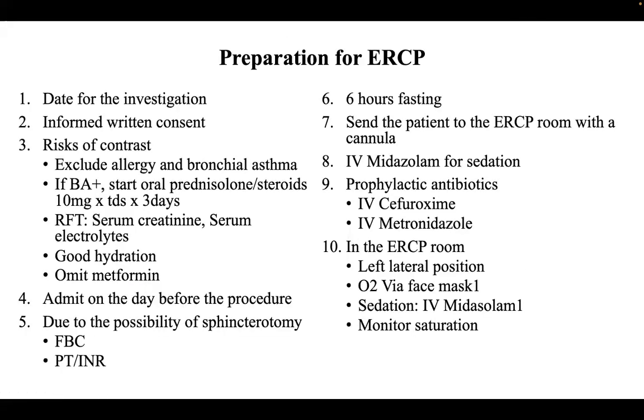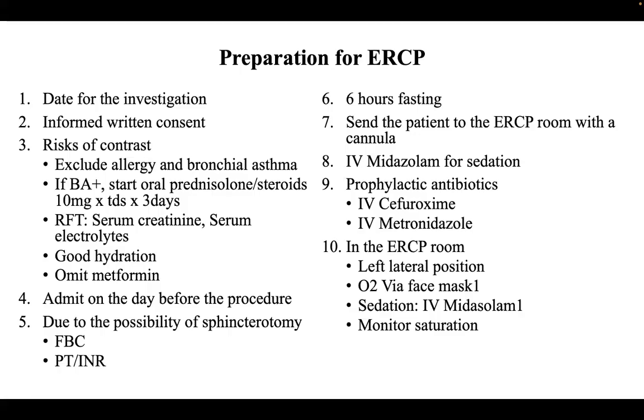So how will you prepare a patient for ERCP? Now, this is a question more relevant for your long case. If you get obstructive jaundice, you need to tell the patient consultant this. First of all, you need to get a date for the investigation and get informed written consent. Then, you're giving a contrast, so there are risks associated with the contrast medium. You need to get a very good allergic history and exclude bronchial asthma.